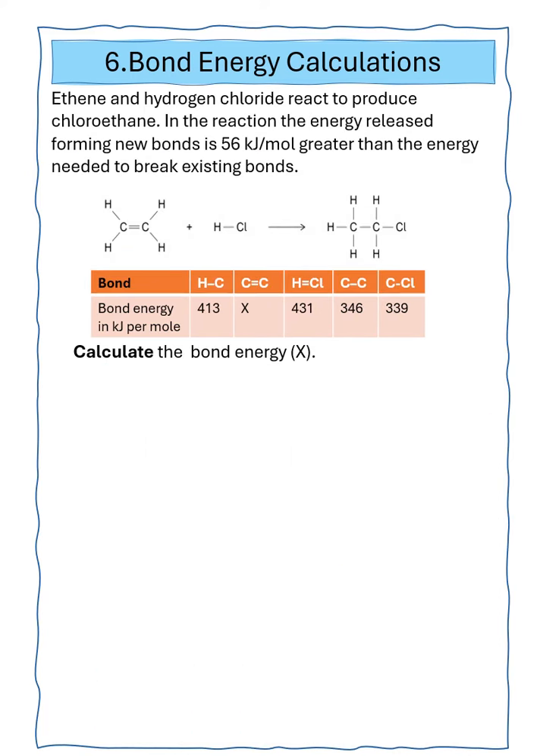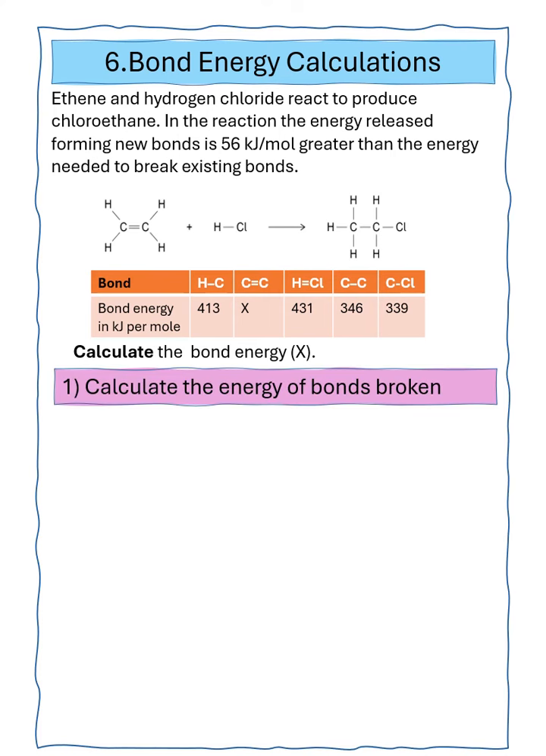So this question says calculate the bond energy X, which we can see is the carbon to carbon double bond. We're told that ethene and hydrogen chloride react to produce chloroethane. We're told this reaction releases 56 kilojoules of energy greater when new bonds are made than energy needed to take in to break existing bonds. So we know it's an exothermic reaction. We're given the displayed formula in the equation, and we're told the different bond energies apart from carbon double bond carbon, and that's the energy value we've got to calculate.